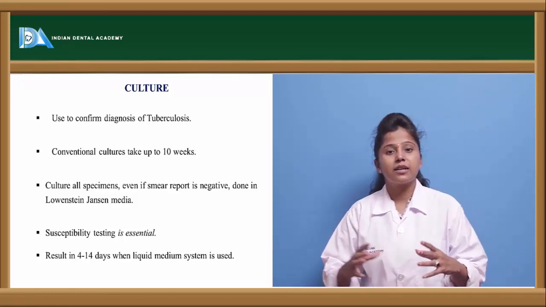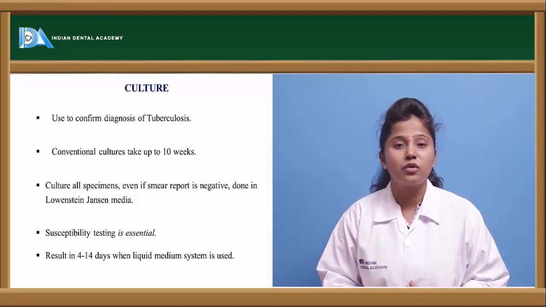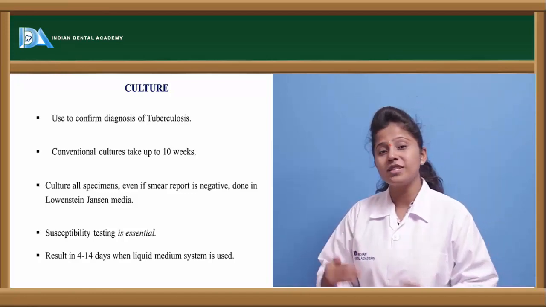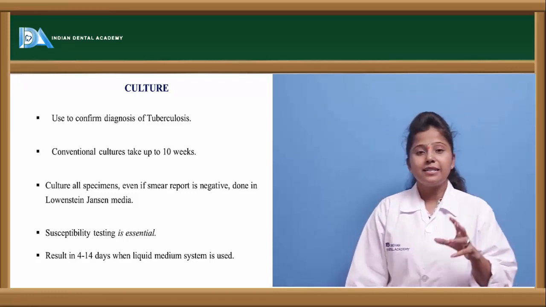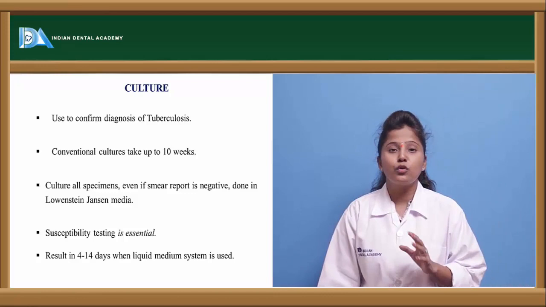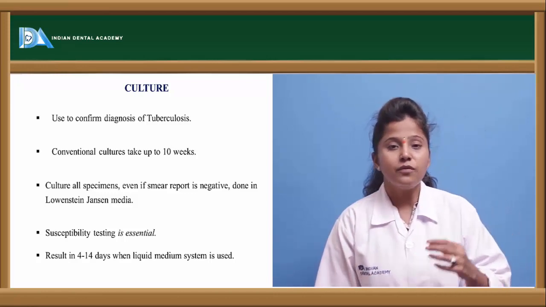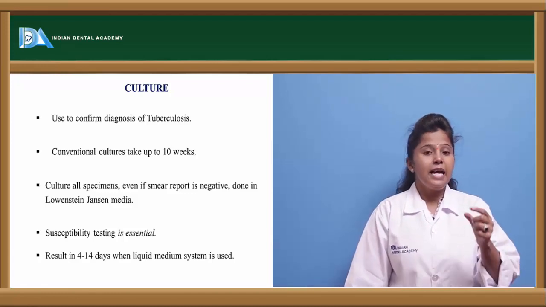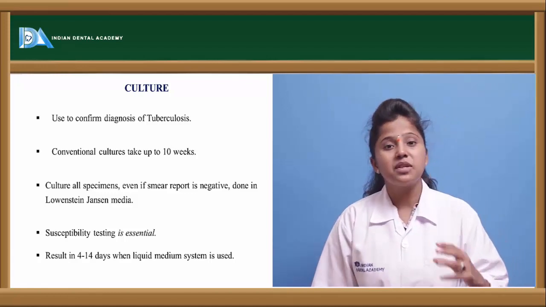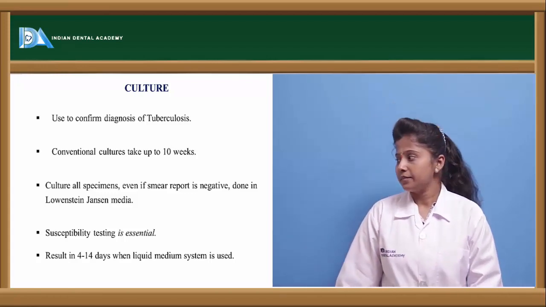With this test we can see to what extent the person is suffering from tuberculosis, and this result can be observed 4 to 14 days after we put the culture. First we have to inoculate the culture medium with the sample of the infected person, and after 4 to 14 days we can observe the result where the bacteria are spreading in that particular culture media.